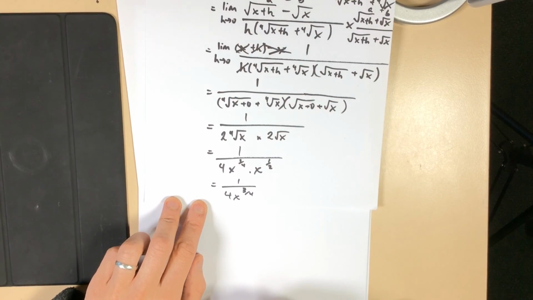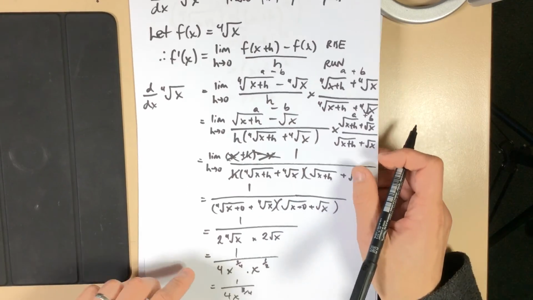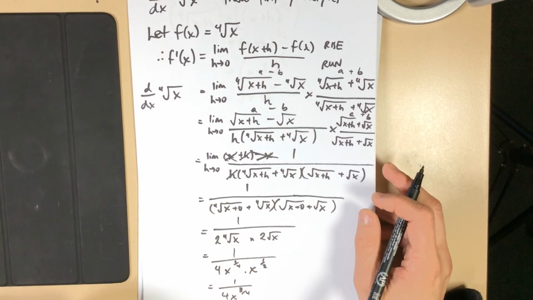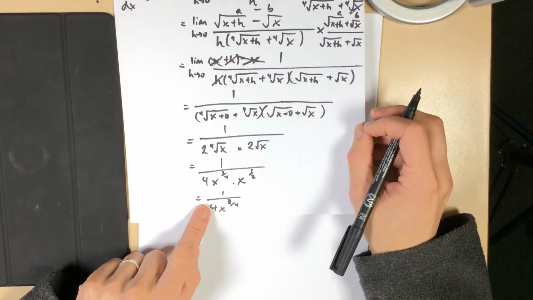So that's how you do this by first principles. It's a bit longer than doing the square root of x because you have to do this twice, but it's exactly the same kind of difficulty. You get your answer at the end.